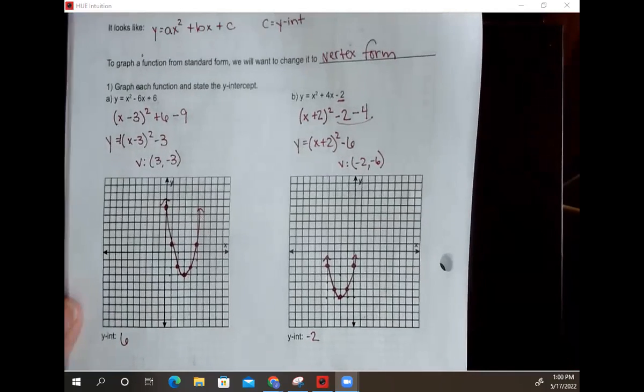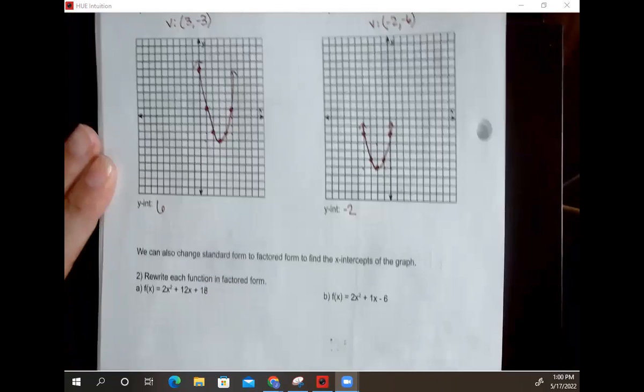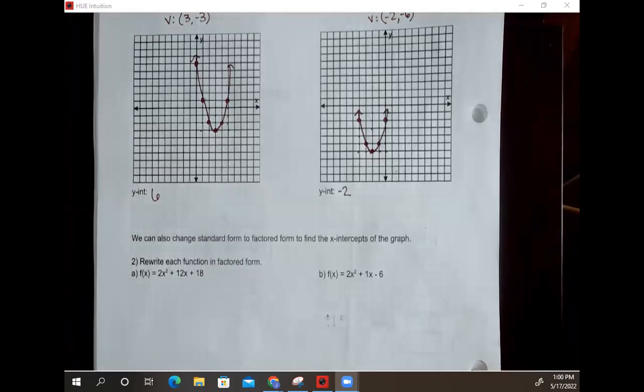Okay, the last thing I want to talk about with standard form is how to change it to factored form. Again, we talked about how to graph from factored form by plotting those x-intercepts. I know my vertex should be halfway between them, and then it's just determining how far up or down to go based on that lead coefficient. So if I wanted to, I could also change my standard form to factored form and graph that way.